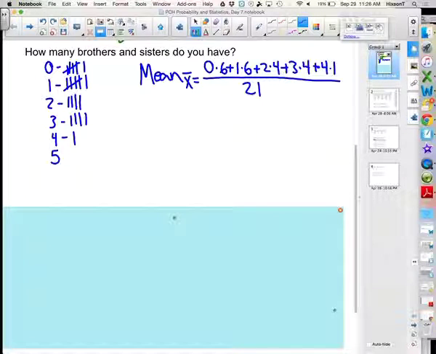There's 21 scores. Okay. What we actually just used here was the mean when we're given frequencies. Each score times its frequency, and then you add those up and divide by the sum of the frequencies, okay? 6, 6, 4, 4, 1. Okay?